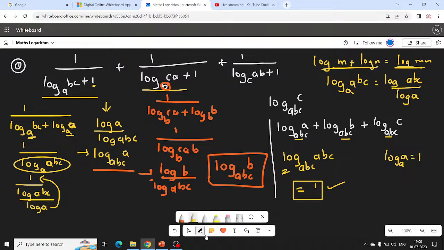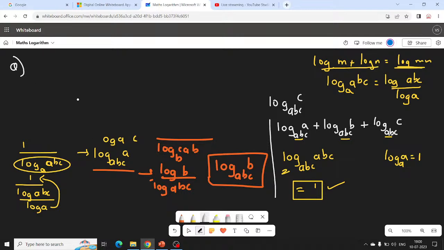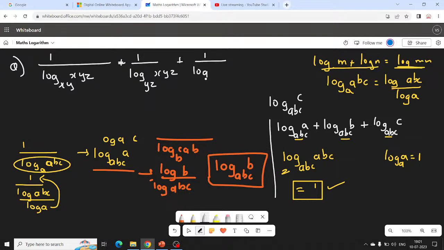Those are finished, can take next question. The question is 1 divided by log xyz, and here base is xy, plus 1 divided by log xyz, base is yz, next plus 1 divided by log xyz, and this is zx. Yeah, tell me the answer for this.